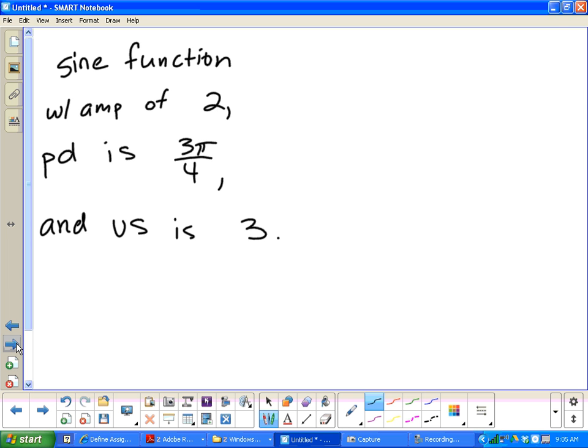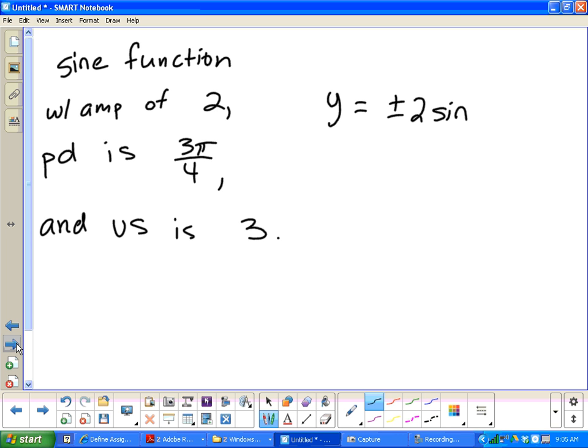Now, do you remember the two of the four things that are easy? Amplitude and vertical shift, right? Okay, let's see if we can start writing it. So y equals, because it's a function. You could say f of x if you want. Now, amplitude of 2, and it's a sine function. So help me write that: plus or minus 2 sine x.